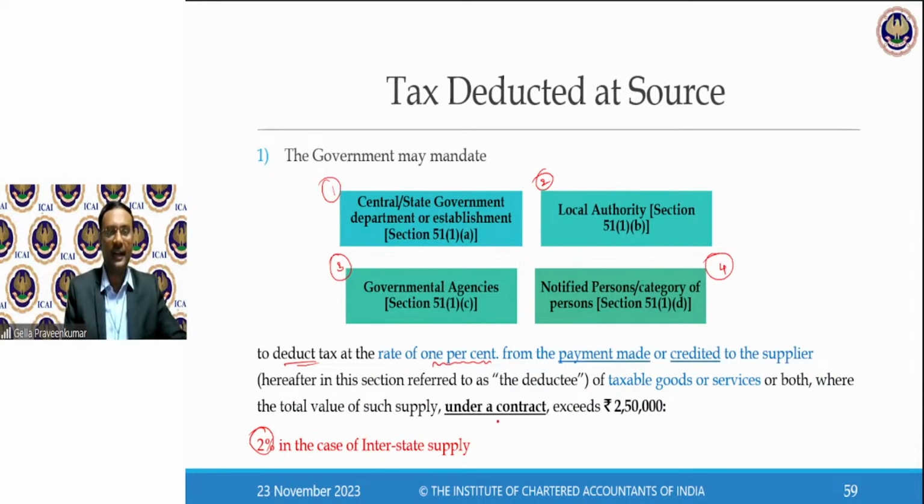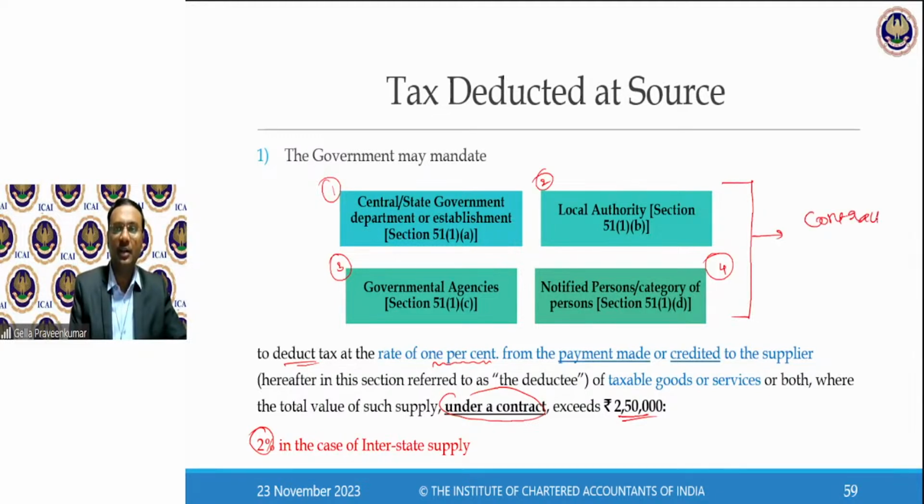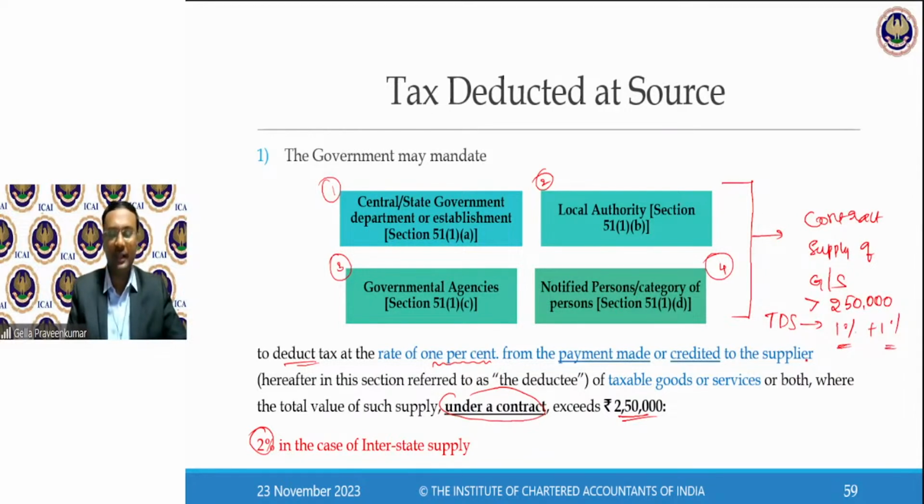Where under a contract, the value of supply exceeds rupees 2.5 lakh. So the government said that all these four agencies, whenever there is a contract, contract for what? Supply of goods or services. Under a contract where the value of supply exceeds rupees 2,50,000, then TDS has to be deducted at the rate of 1% plus 1%. 1% under CGST, 1% under SGST. This is what they have brought in.